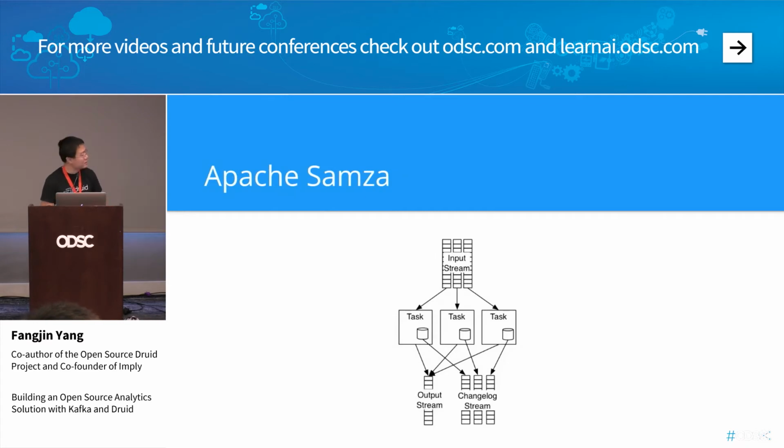Apache Samza is an open source stream processing system. It's actually also created out of LinkedIn. It's created by the original team that created Kafka, which is how I initially started working with it. And I think the architecture is one that makes a lot of sense to me. The idea behind Samza is you have an input stream of events, and then there's a set of tasks that you can apply to that stream.